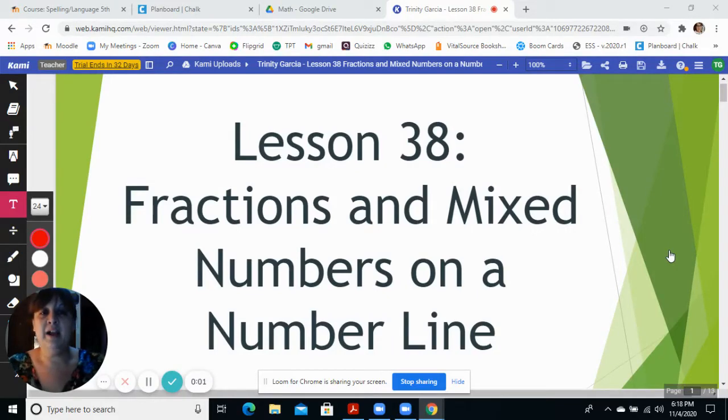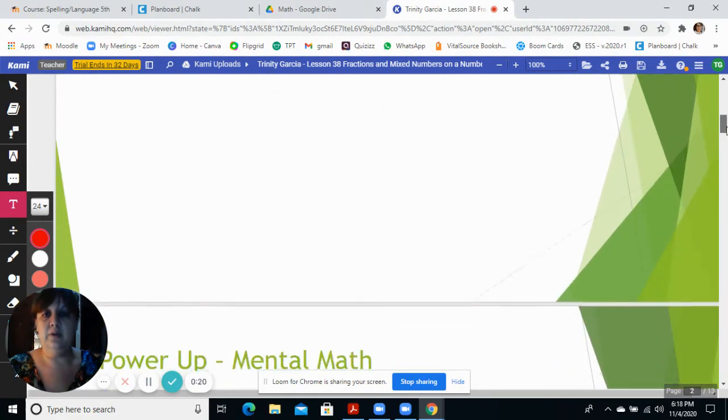Welcome to Saxon Math Intermediate 5. This is lesson 38, fractions and mixed numbers on a number line. So let's go ahead and get started. Don't forget to label your paper. Lesson 38 notes, put your date at the top so you remember which one's which and you're not confused. All right, here we go.